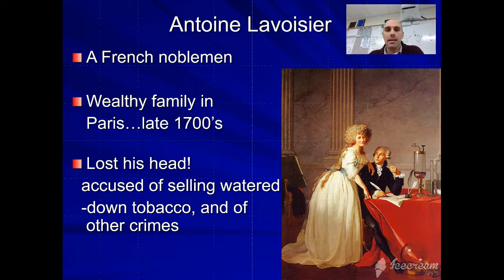Antoine Lavoisier. It's a fun name to say. He was a French nobleman. He was very wealthy, had a very wealthy family in Paris in the 1700s, and for that reason, he was able to purchase some of the best scientific equipment of his time, some of the most precise and accurate scientific equipment. However, on the downside, he was convicted of some crimes, and due to this, he lost his head to the guillotine. But we can't forget all the amazing discoveries of chemistry that he made before his passing. He was truly a revolutionary thinker.